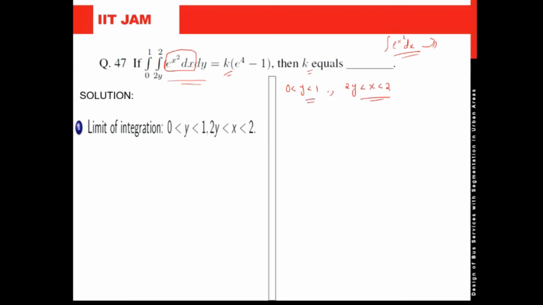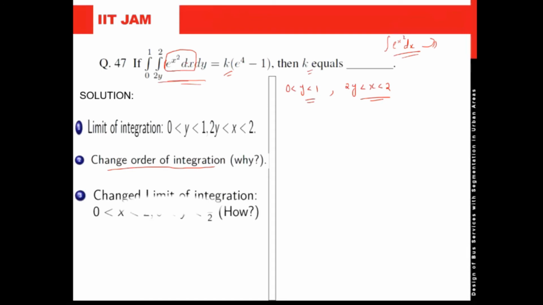So in such problems, we will use change of order of integration. Why? Because you cannot integrate in this order, since here we have e raised to x square. So what we will do is change the order of integration. In every exam, there might be one question related to this topic. And now we will change the limits.